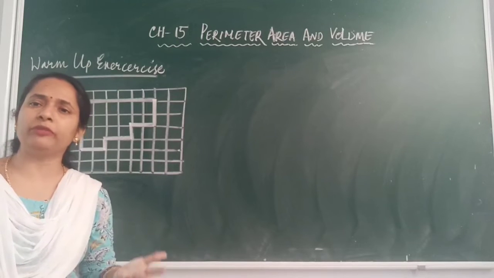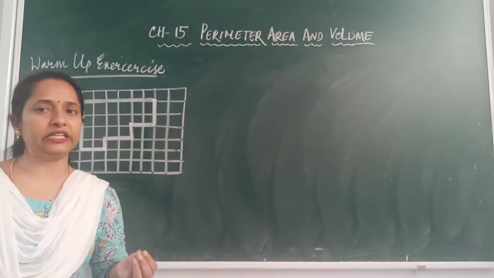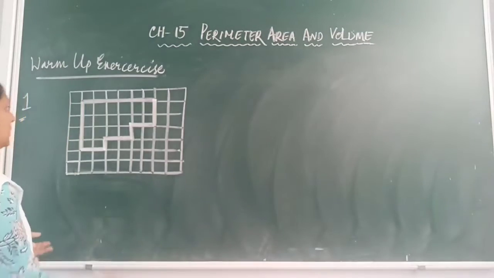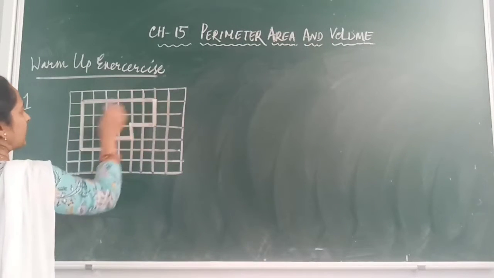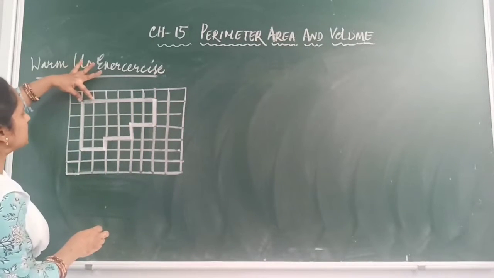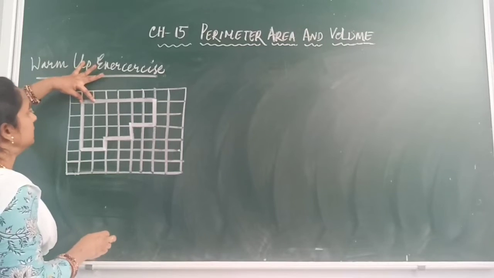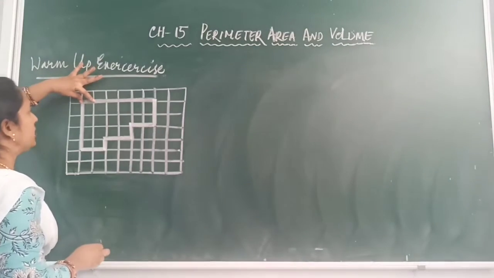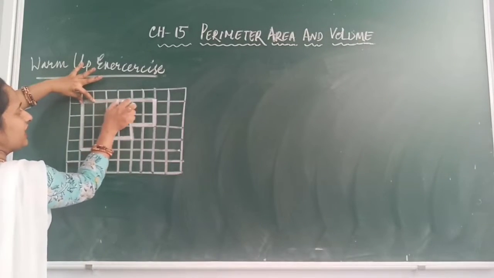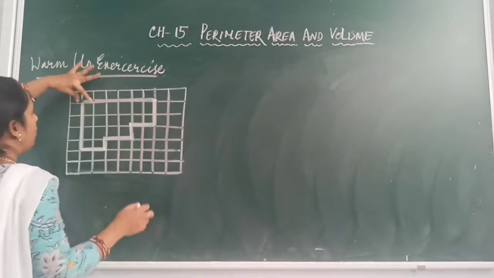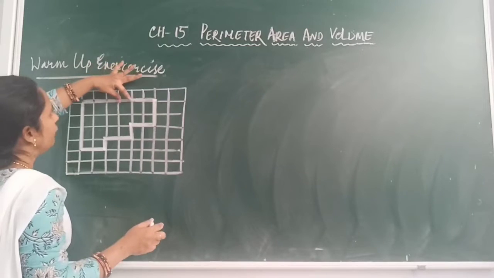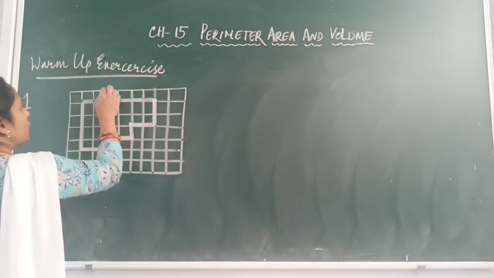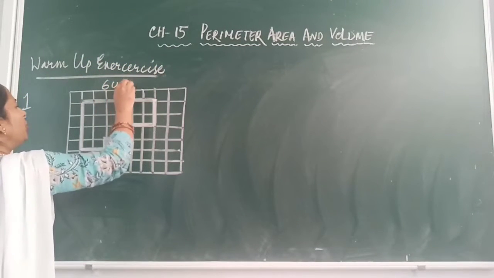How do we find the perimeter of a rectilinear figure? Simply by finding the sum of all sides, isn't it? So what will be the length of this side? We know that each length of each unit in the unit square is 1 unit. So how many such sides are there along this side? 1, 2, 3, 4, 5, 6. So here the length will be 6 units.